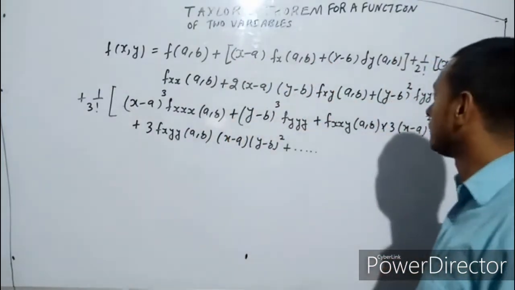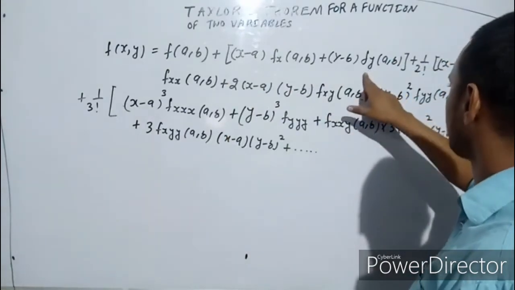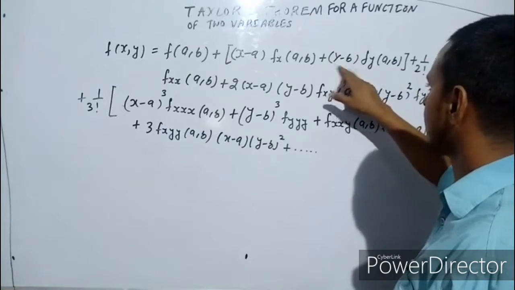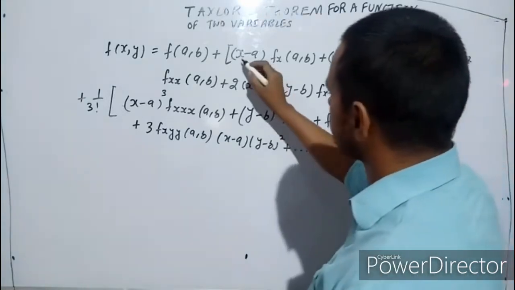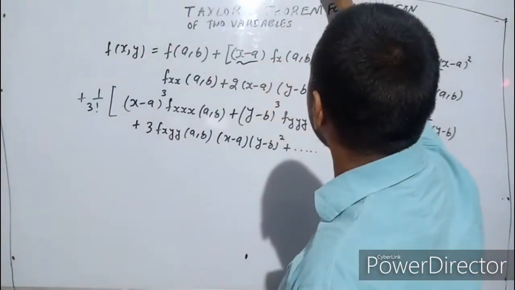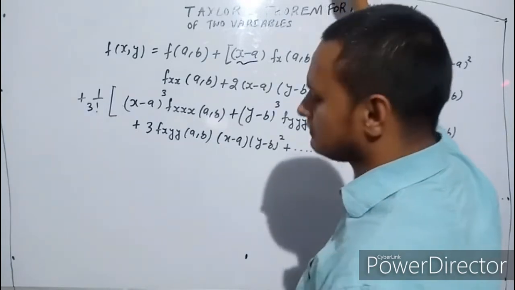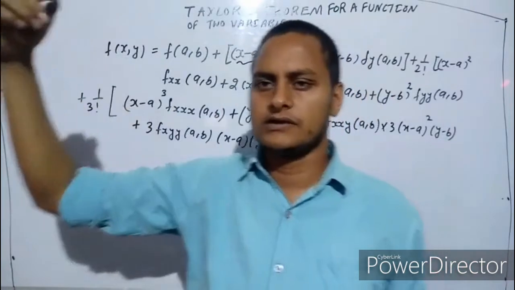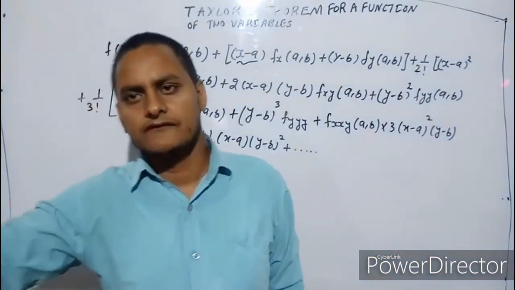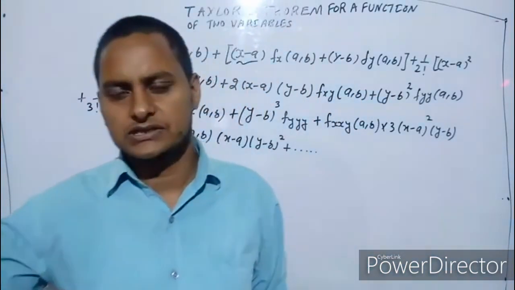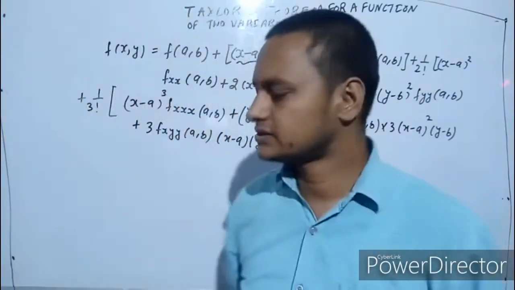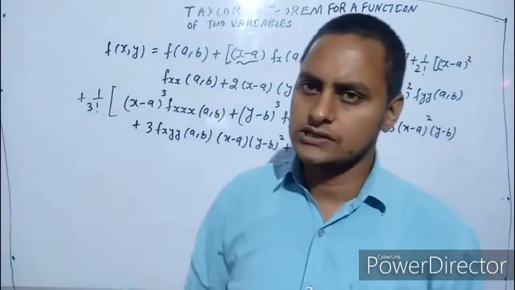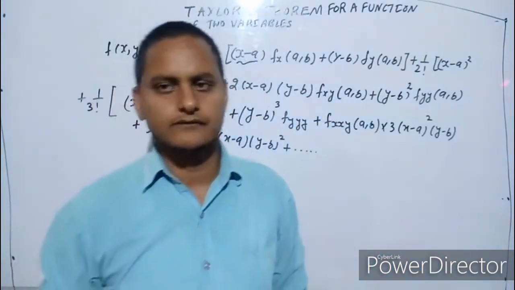Now differentiation with respect to y, and we put again the values of a and b, multiplied by y minus b. And what is this x minus a? This x minus a is equal to h. In the previous video we learned what a Taylor series is: f(x) plus h f'(x) plus h square divided by 2 factorial, and so on. This was a Taylor series for a single variable function.